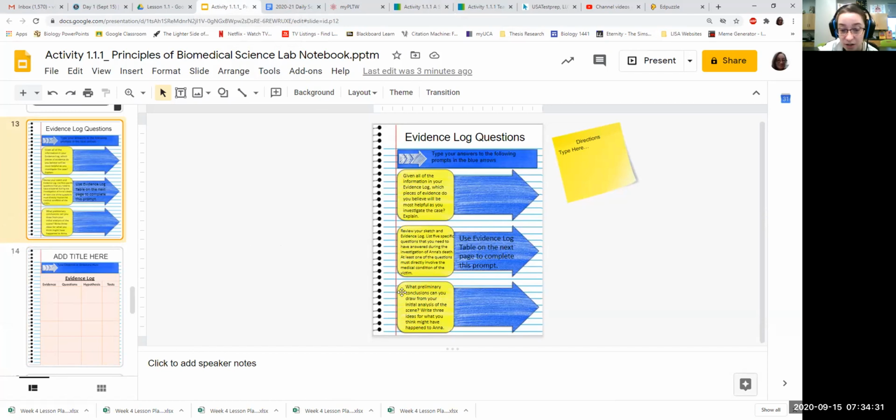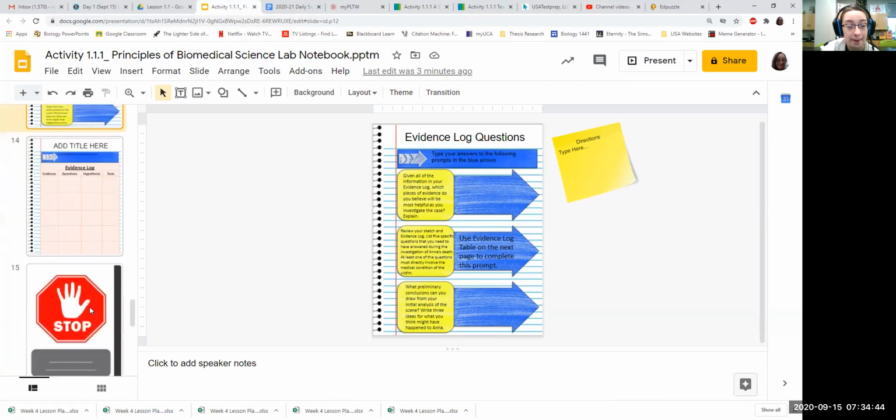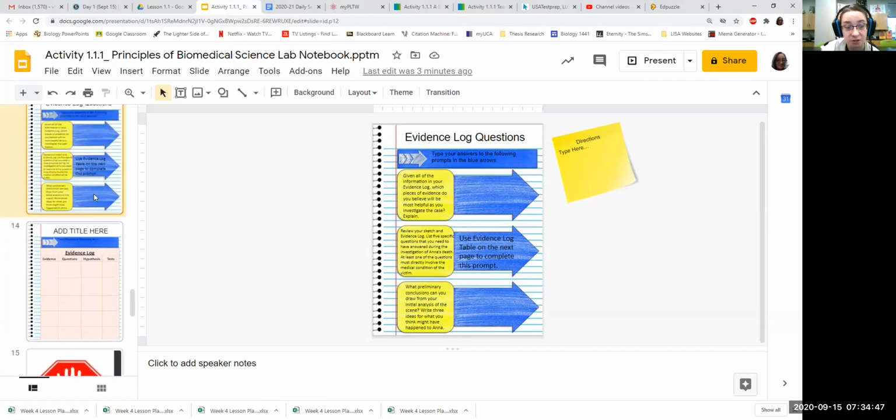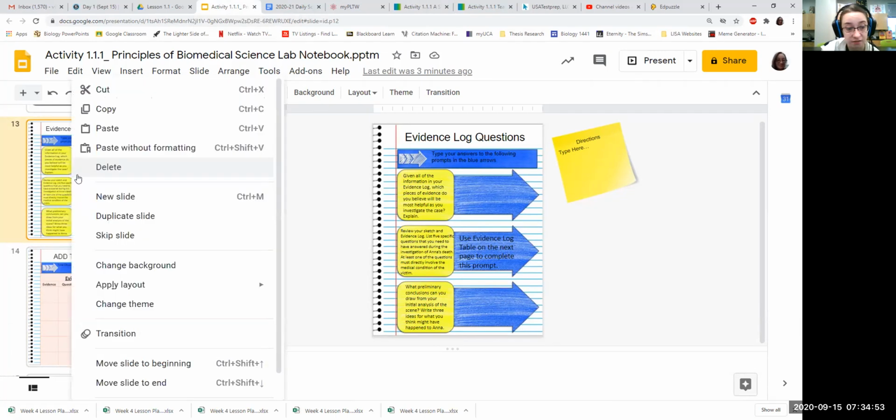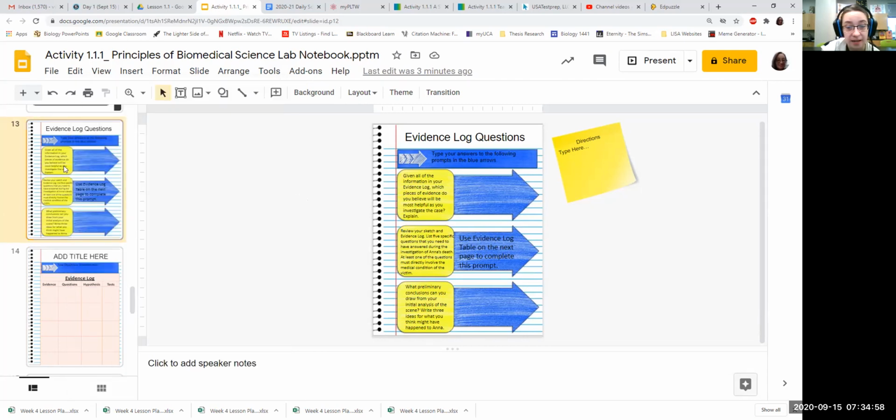And then the third question is, what preliminary conclusions can you draw from your initial analysis of the scene? And write 3 ideas for what you think might have happened to Anna. Okay. And if you don't have enough space for the third question, you can just duplicate the slide, okay? And post the rest of your answers there, and I'll see it.